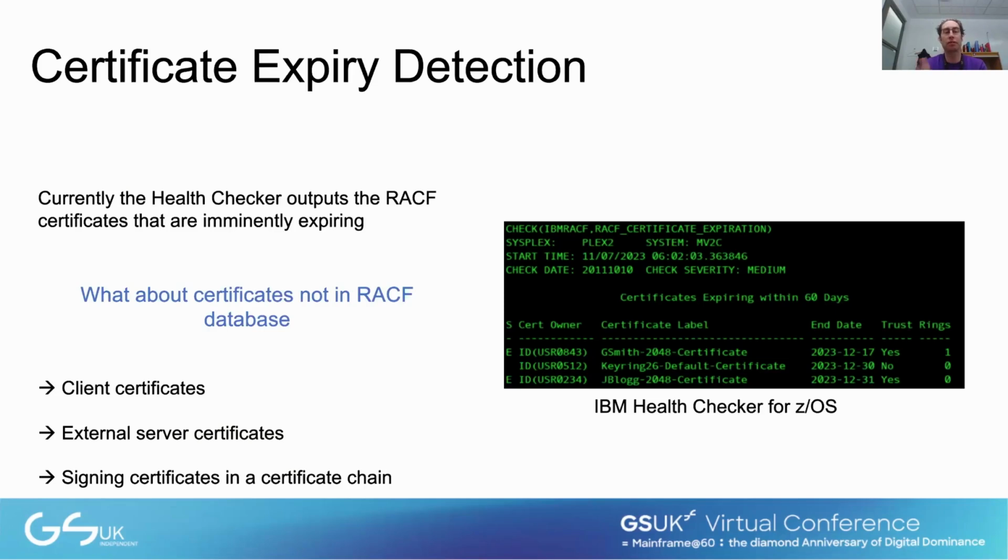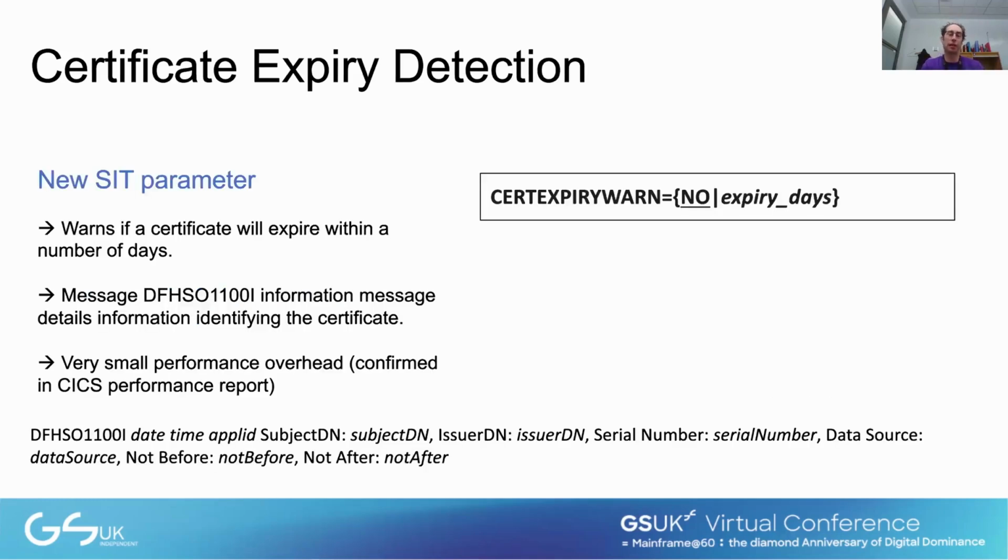There is currently a health checker output from RACF that tells you about security certificates that are going to expire. But that doesn't help you if the problem is a certificate not in RACF, so a certificate of someone you're communicating with, for example. So we've got a new SIP parameter in CICS called cert expiry warn. It defaults to off because it does come with an overhead of us having to check.